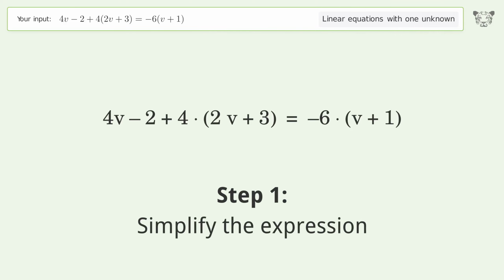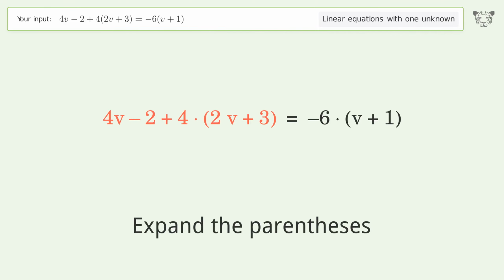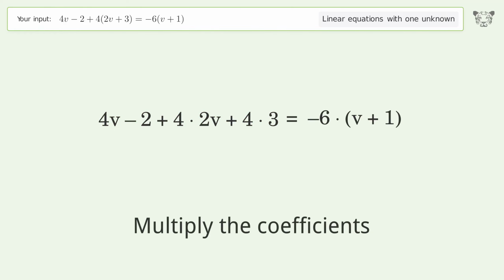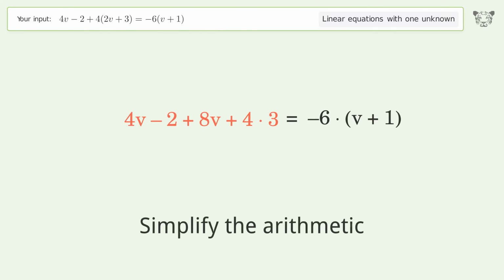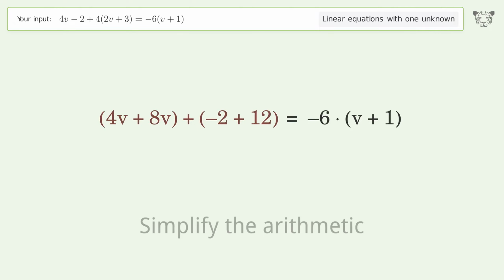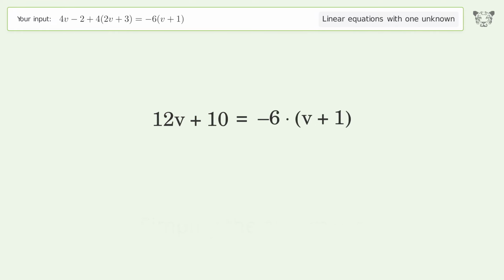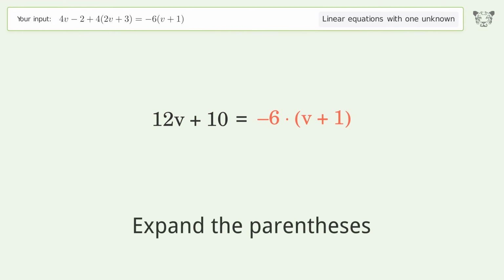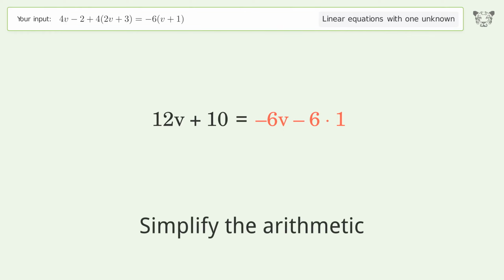Simplify the expression. Expand the parentheses. Multiply the coefficients. Simplify the arithmetic. Group like terms. Simplify the arithmetic. Expand the parentheses. Simplify the arithmetic.